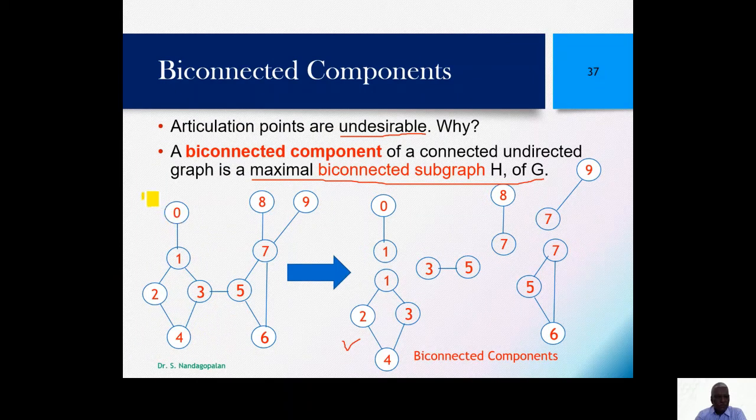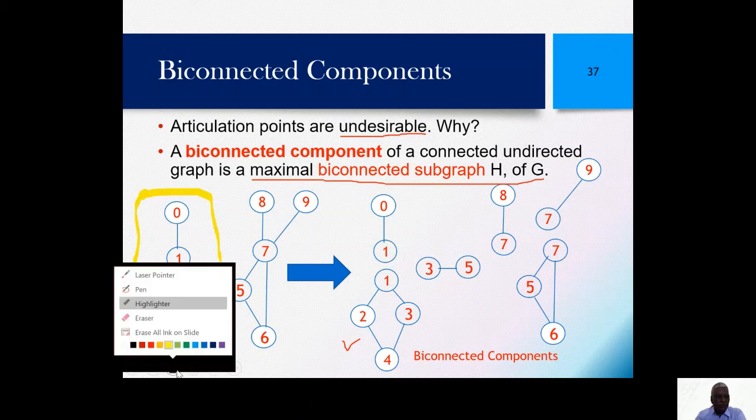Probably this portion. This is not shown here as a biconnected component. Why? That needs to be answered.